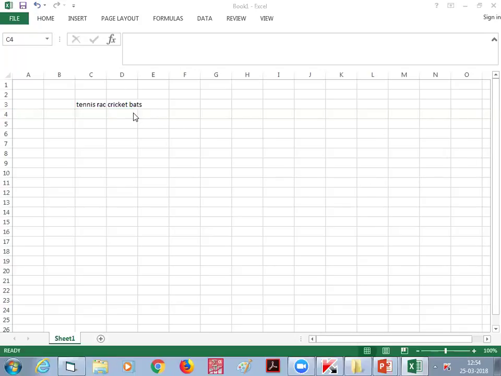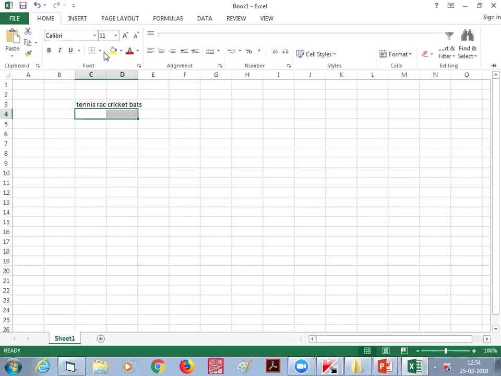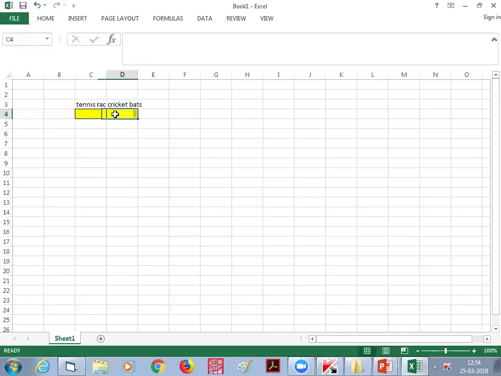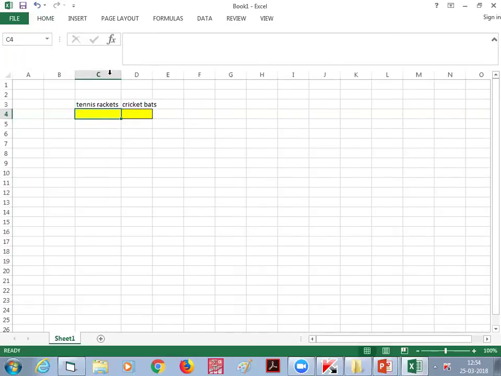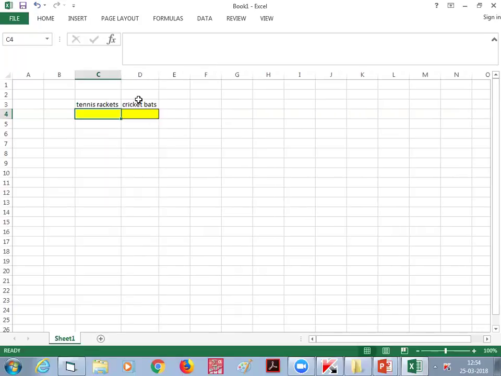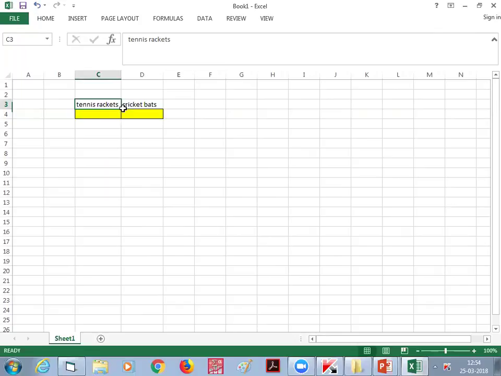All right. So tennis rackets and cricket bats, and I'm going to make this a little more clear that these are the variables. So I've highlighted my variables here. Then I'm going to create my objective function in this row here. Objective function. Now, objective is total profit, of course. Total profit contribution.